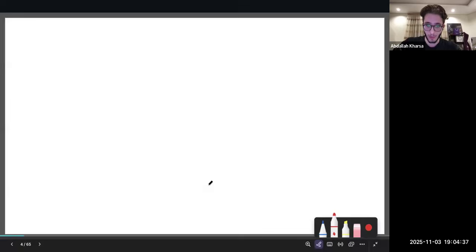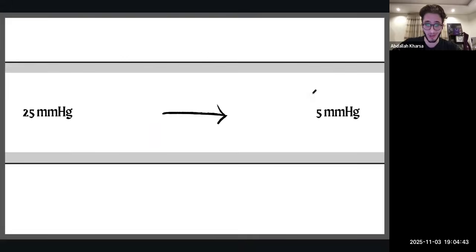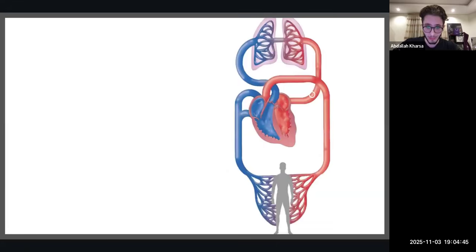Because simply, if you want the resistance to be as high as possible, you want this to be as high as possible, right? That's a very weird circle. Drawing on Canva is not very good. Okay, let's keep going. Right here, we have the whole circulatory system.